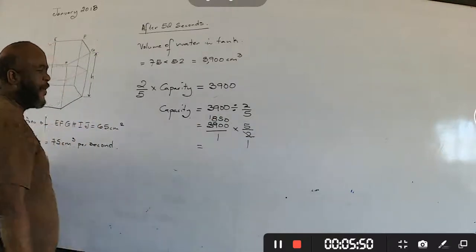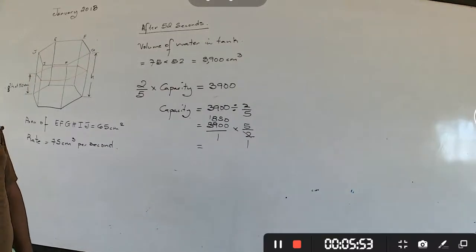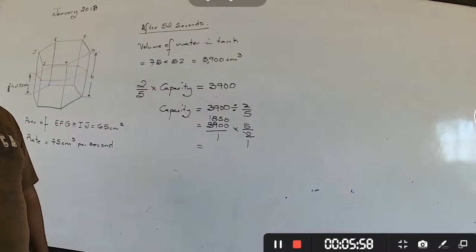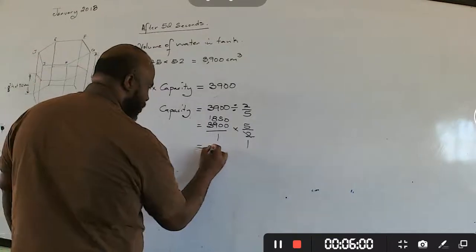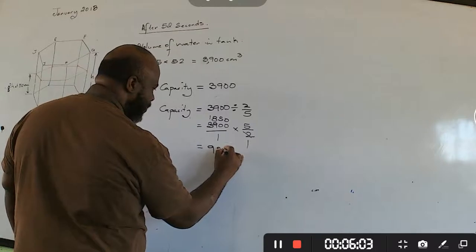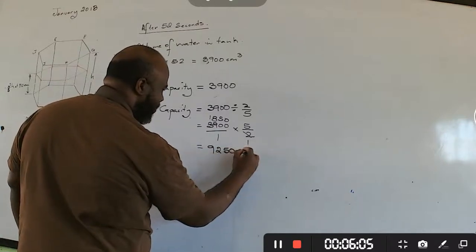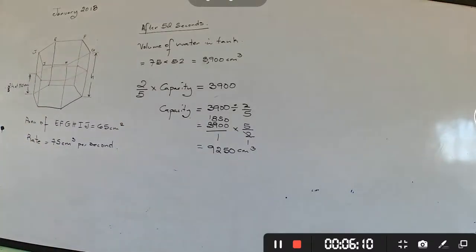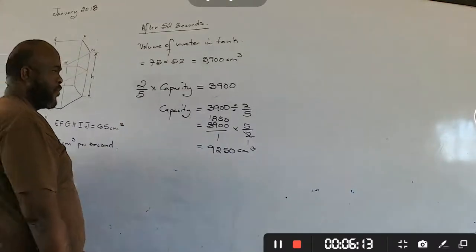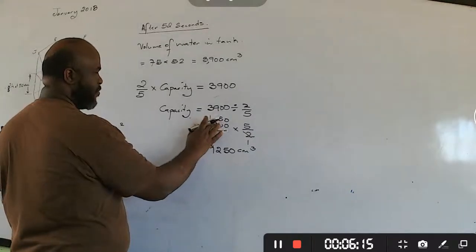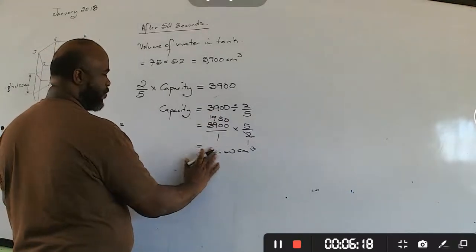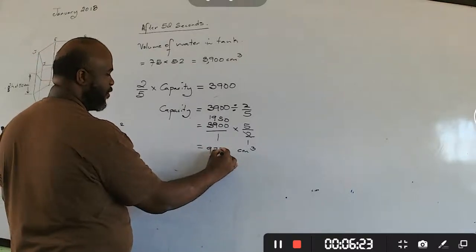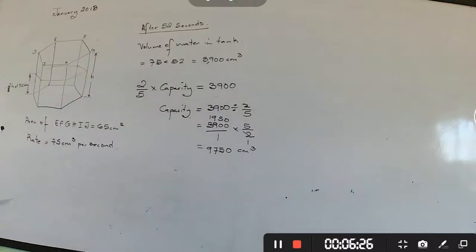1850. Multiply that by 5 and tell what you get. Come on, will you never do it? How much? 9,250. And this is centimeters cubed. What is the capacity of the tank? Sir, that should have been 1950. 1950. 2 into 3, 9 is not right. 9. Then multiply and tell what you get now. 9,750 centimeters cubed. Alright.